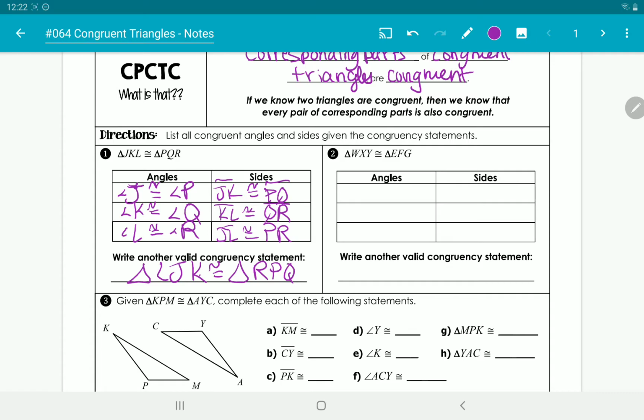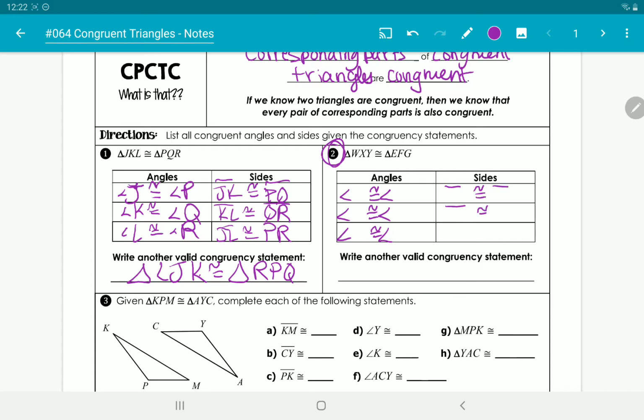Okay? I want you to go ahead and try this. Okay? Fill in these blanks. Angle blank is congruent to angle blank. Angle blank is congruent to angle blank. Angle blank. Okay, so that's just the letters. And then you have the sides.